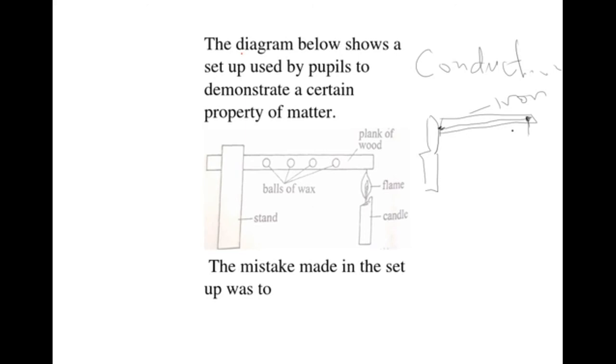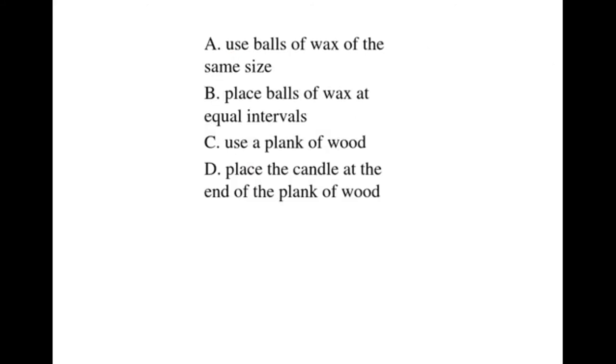Therefore, looking at the experiment, he used a plank of wood. When you look at wood, wood is an example of a poor conductor of heat. Therefore, it was unable to conduct heat from one point to another. Instead, since it is a poor conductor of heat, it burns out into ashes. So it was not able to conduct heat from one point to another. So that was the mistake that the pupil made in the setup. Instead of using a good conductor of heat, they used a plank of wood, which is a poor conductor of heat.